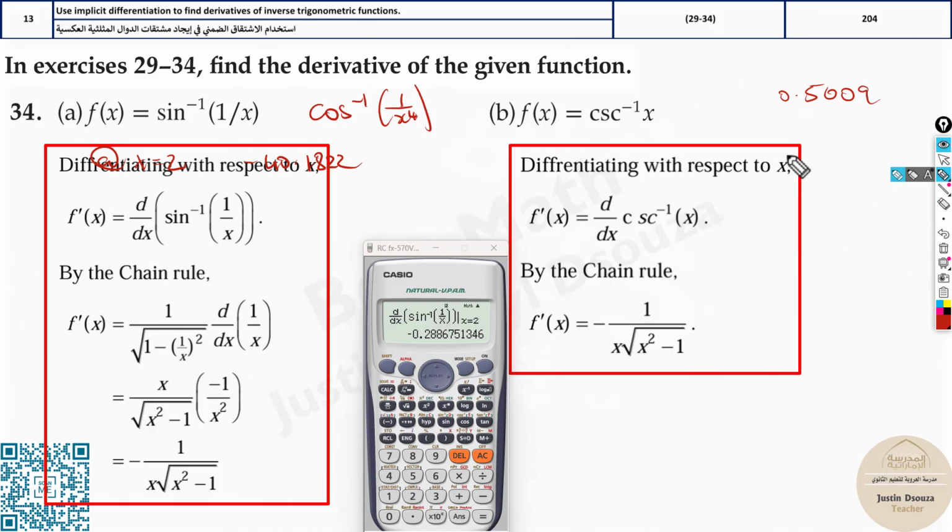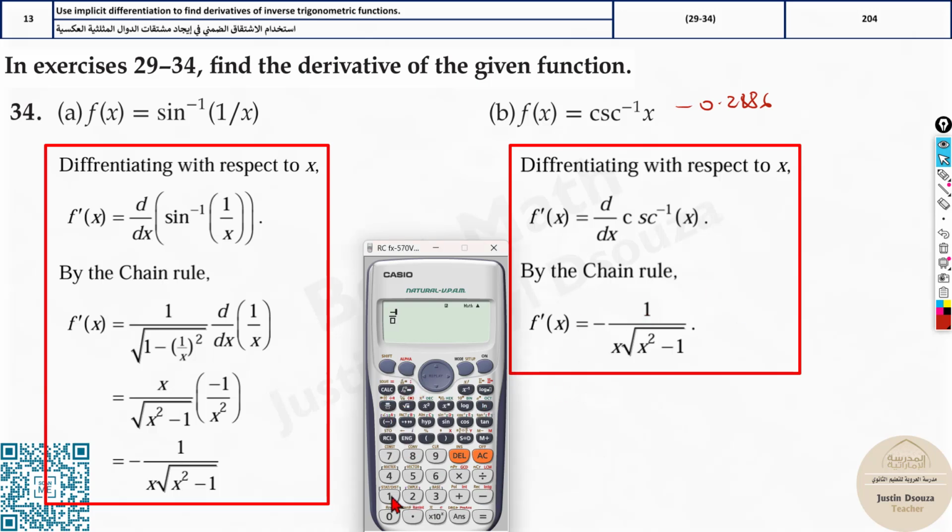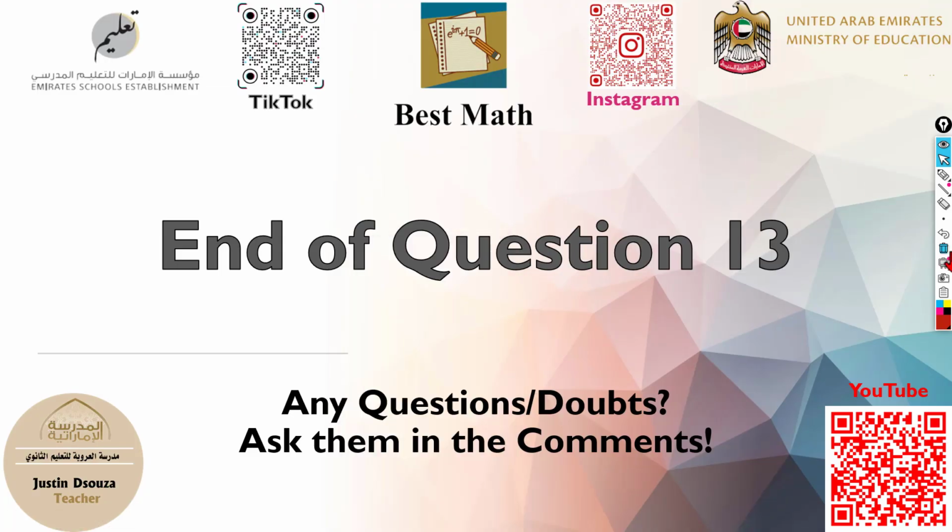I'm getting minus. Let me write it over here. Let me clear all this. Minus 0.2886. And then look at the answers. We have to write minus 1. I'm writing minus up, it's fine. Or you can write it outside, that's up to you. x square root x squared minus 1 calculated at 2, and the answer must be the same thing, minus 0.2886, and goes on. This is how we can easily solve all the inverse trigonometric functions.